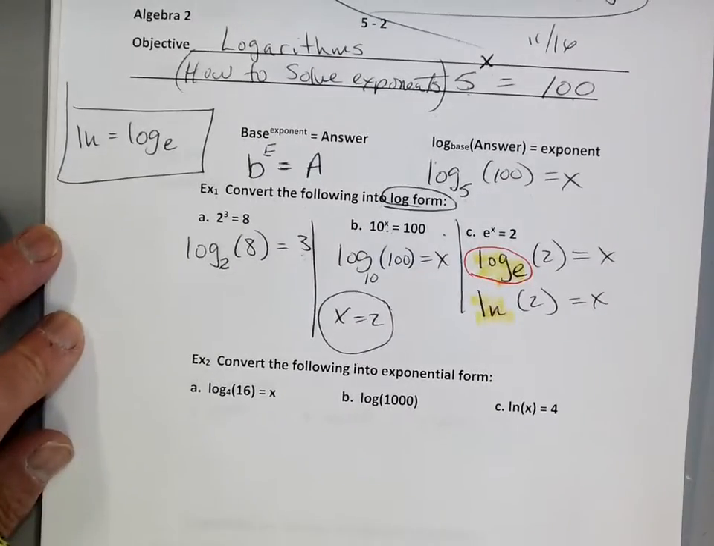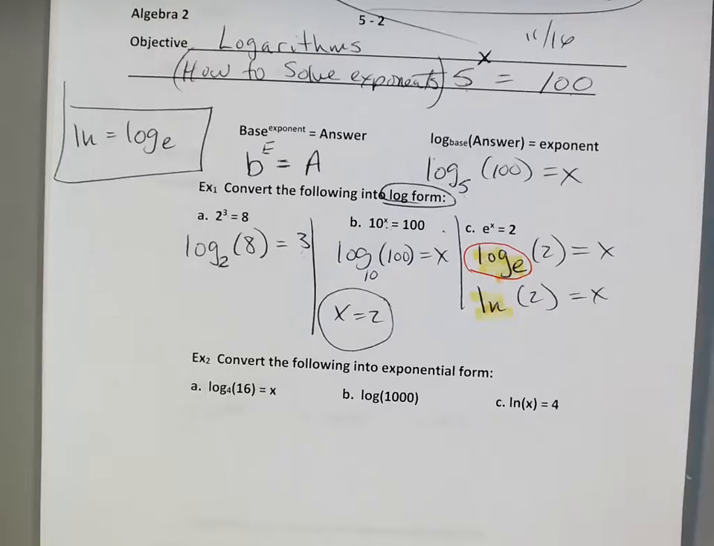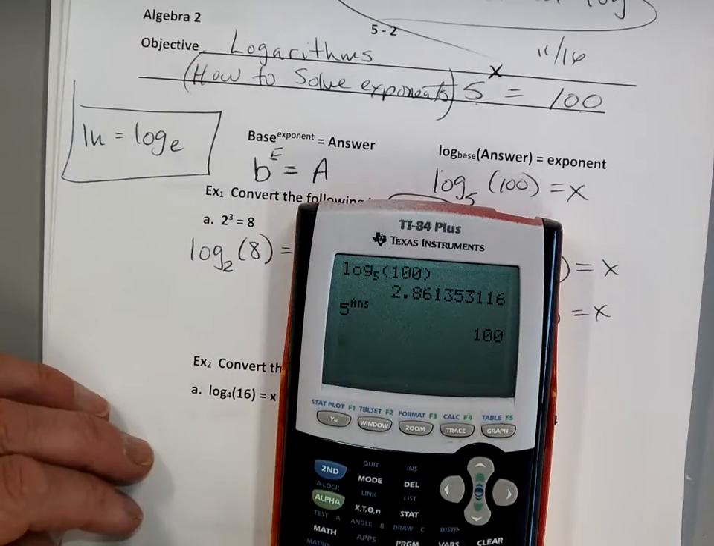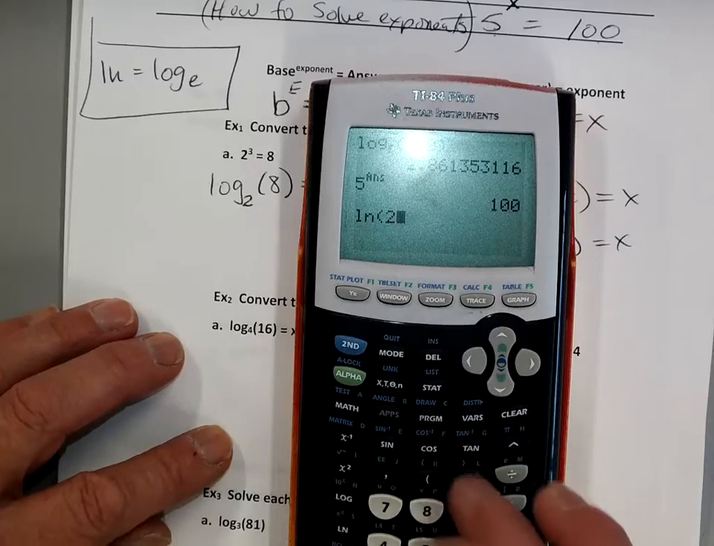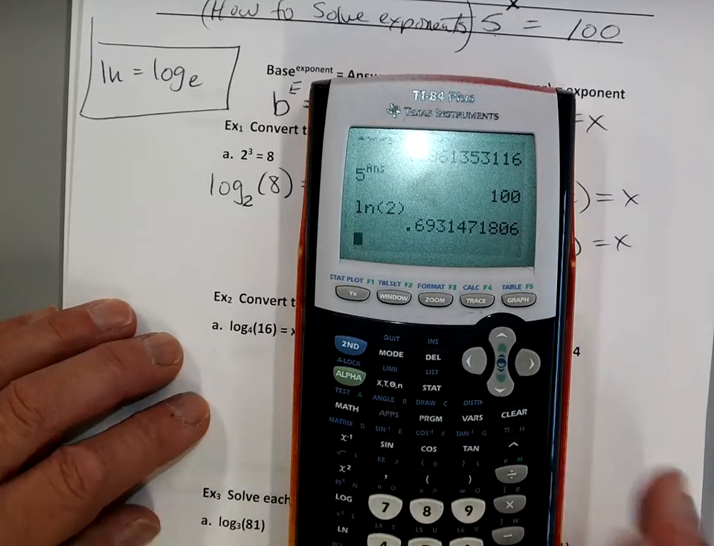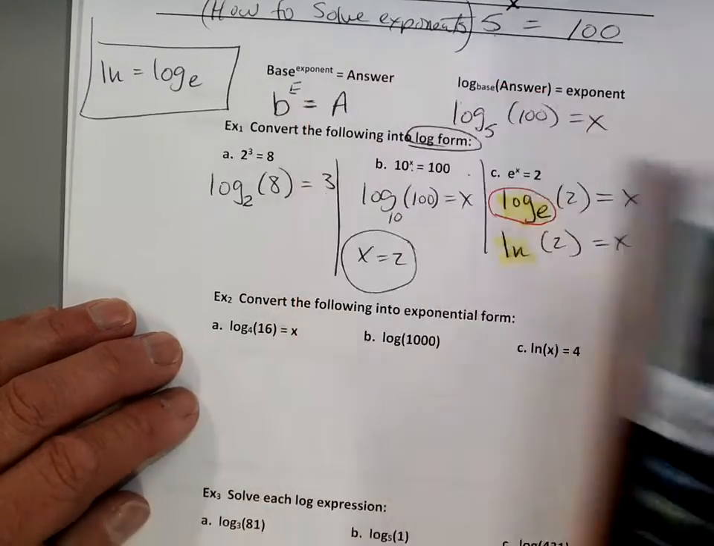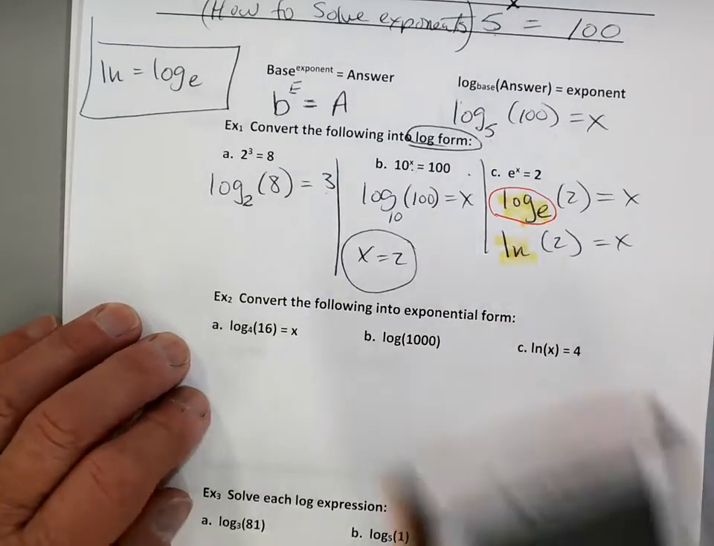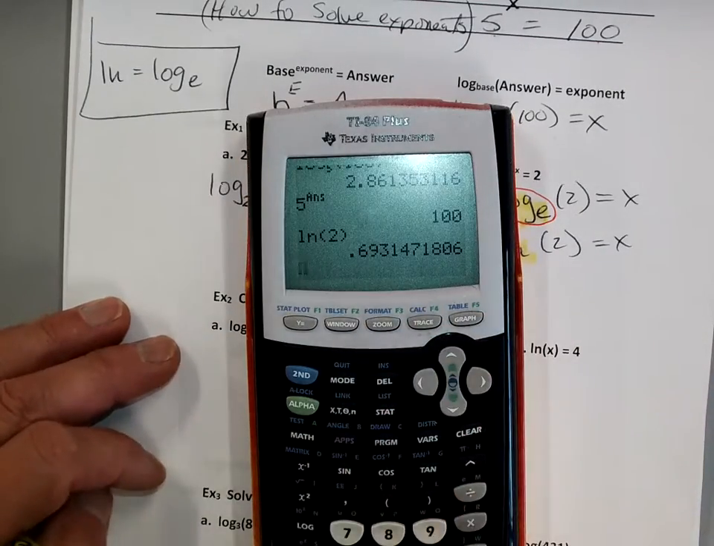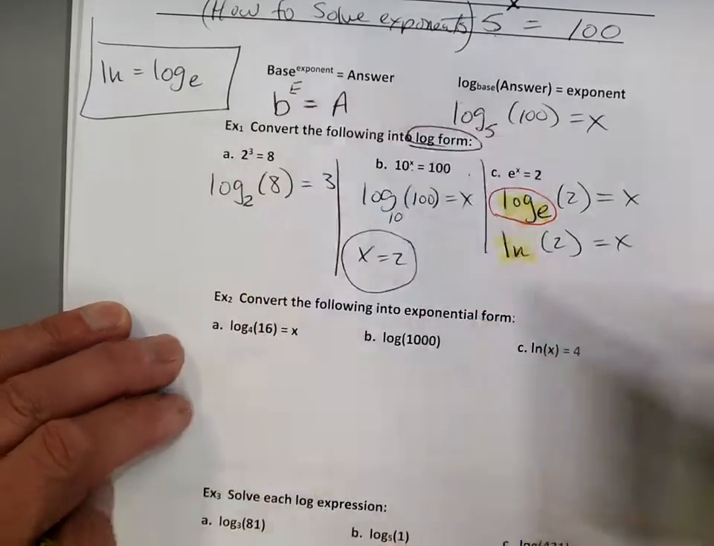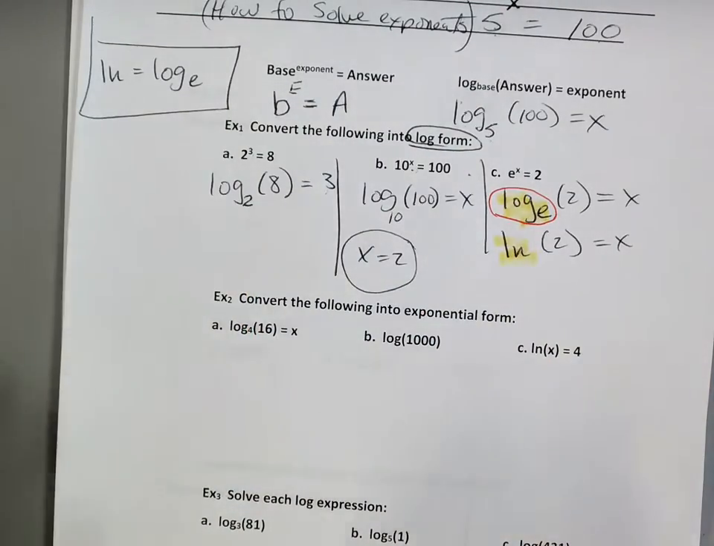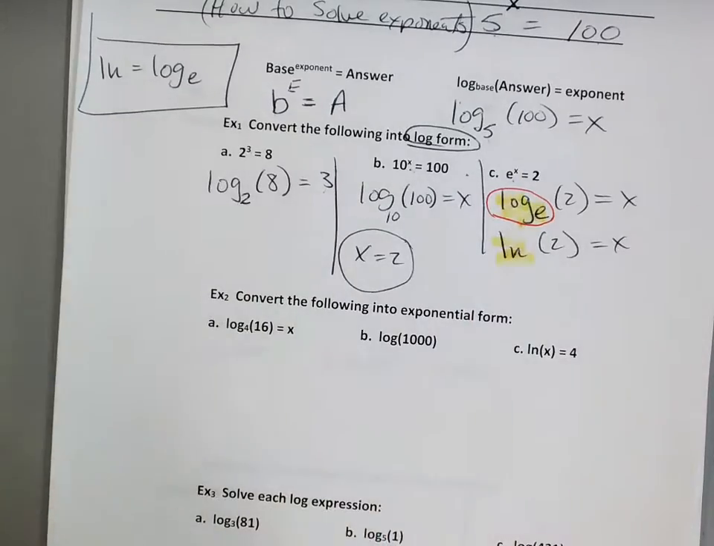We could even use our calculator because we have an ln button on our calculator. I go ln of 2, natural log of 2, and I get an answer of about 0.693, and so on. So if I take e to that number, I should get 2. Well, what do you know? So logarithms are pretty handy. They help us solve for exponents.